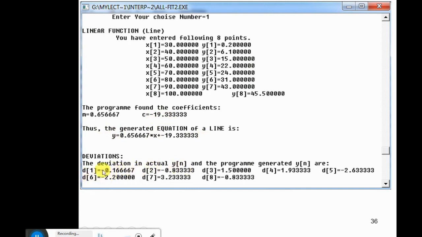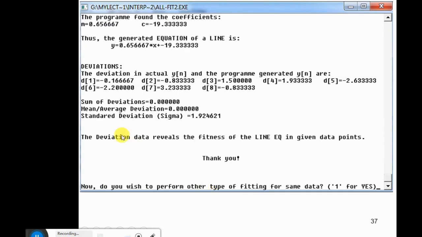Here you can see the deviation of the first point is minus, so it is below the line. The second point is also below the line. The third point is above the line, and so on. So these are the deviations, and the sum of deviations is 0. The average deviation will obviously be 0, and the standard deviation is 1.9.